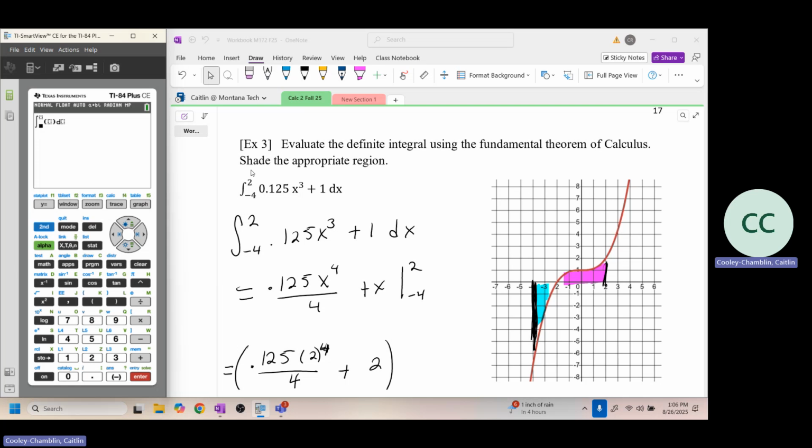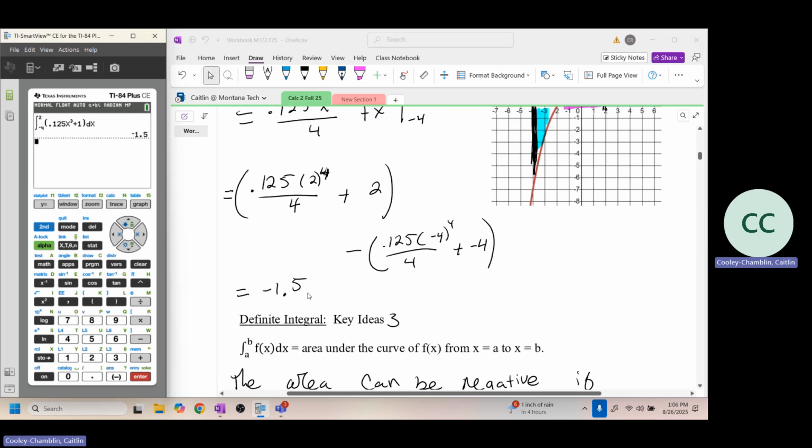Okay, now I'm going to type this in as I see it. The integral from negative 4 to 2 of 0.125 x cubed plus 1 dx. And I'm going to hit enter, and we get negative 1.5.